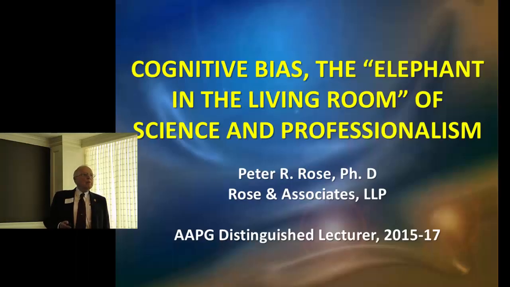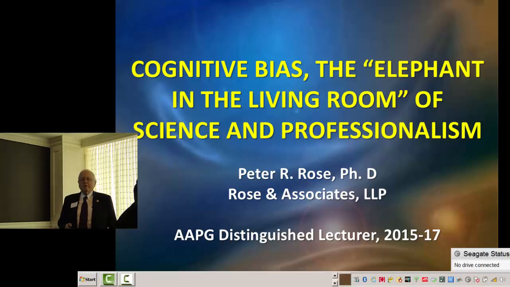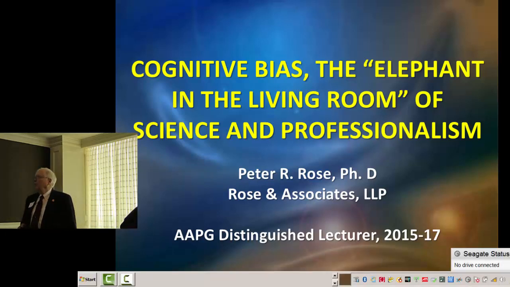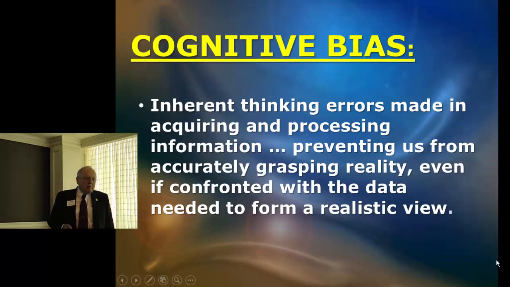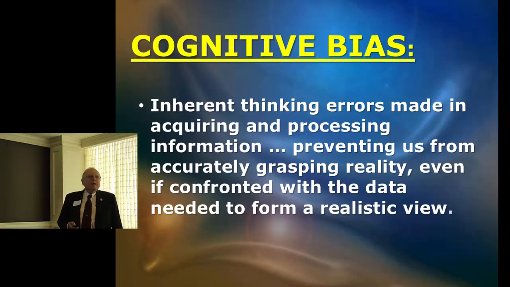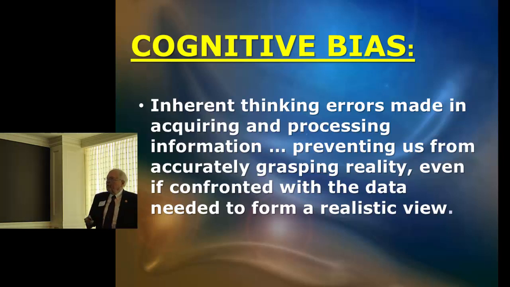All right. When we talk about cognitive bias, we're referring to inherent errors in the way we think and the way we acquire and process information. The notion of cognitive bias is addressing the issue that commonly things happen in the mental process that prevent us from accurately grasping reality, even when confronted with the data that are needed to form a realistic view. So our cognitive process gets kind of sidetracked and derailed.